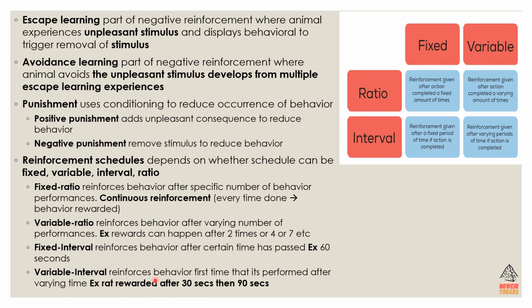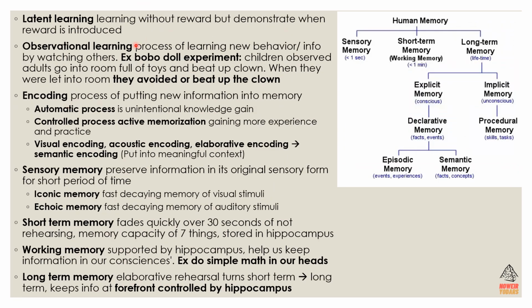Next, you got variable interval. So it reinforces the behavior the first time it's performed after a varying time. So a rat is rewarded after 30 seconds, and then, let's do 90 seconds, then 60 seconds. So that's variable interval.